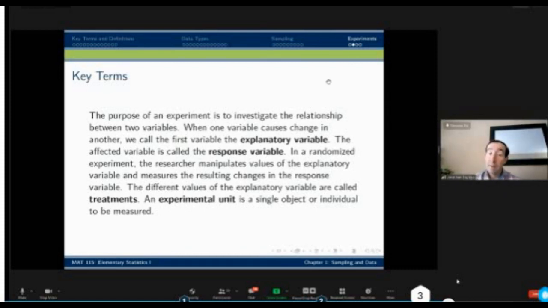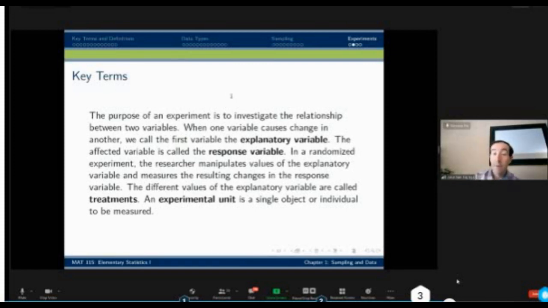In a randomized experiment, the researcher will manipulate the values of the explanatory variable. That is, they will look at different values for this first variable and measure how those different values correspond to changes in the response variable. The measurements we observe there are how we deduce what we can conclude from that experiment.